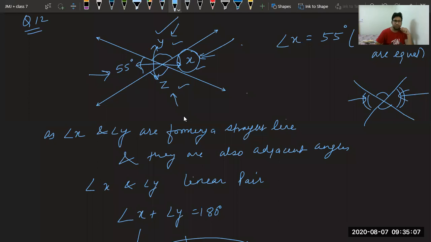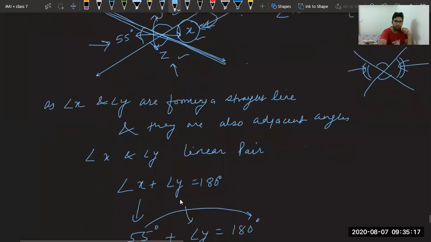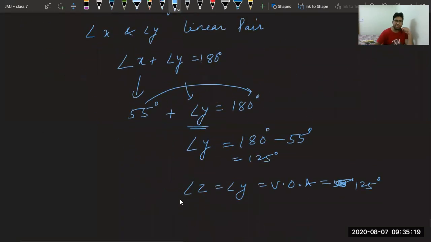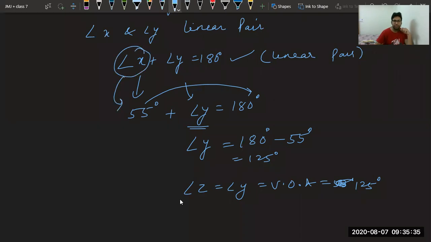Then I said y and x. If you observe, y and x are forming a straight line. Y and x are adjacent angles and they are forming a straight line. So we can say x plus y is equal to 180° because they are linear pairs. Okay. After this, we know the value of x is 55°, plus angle y is unknown, equal to 180°.